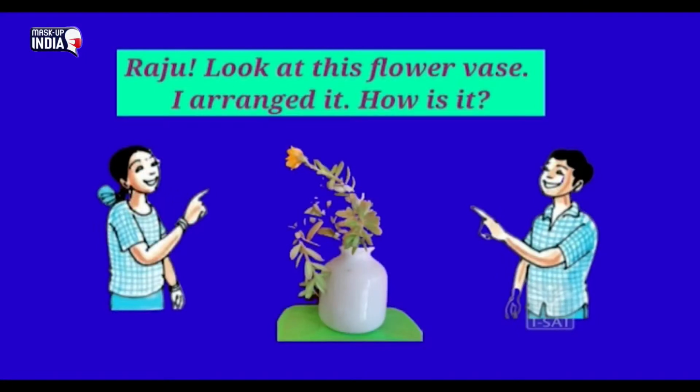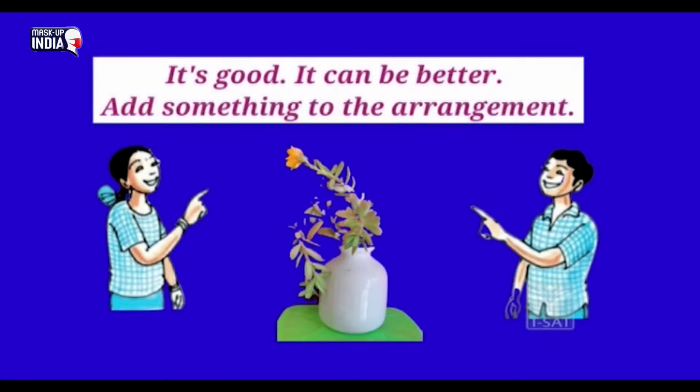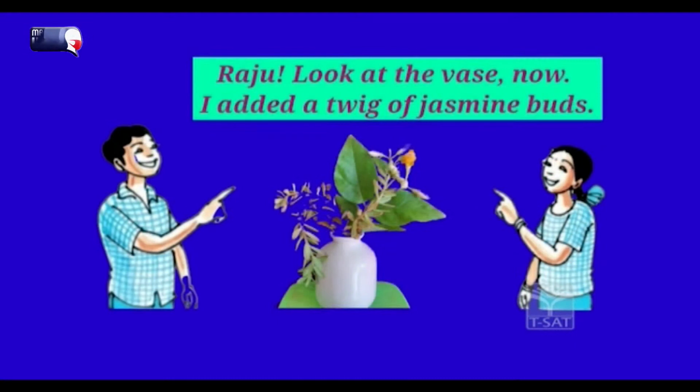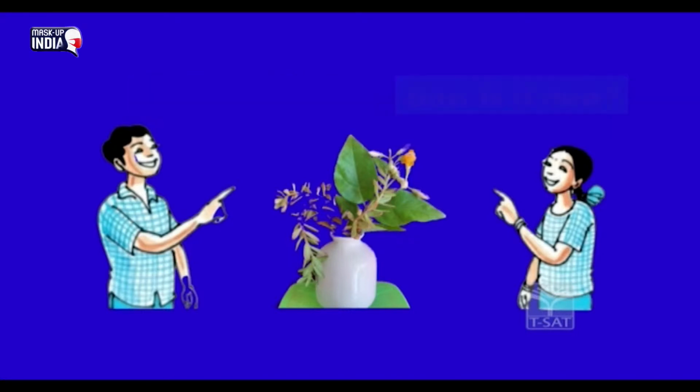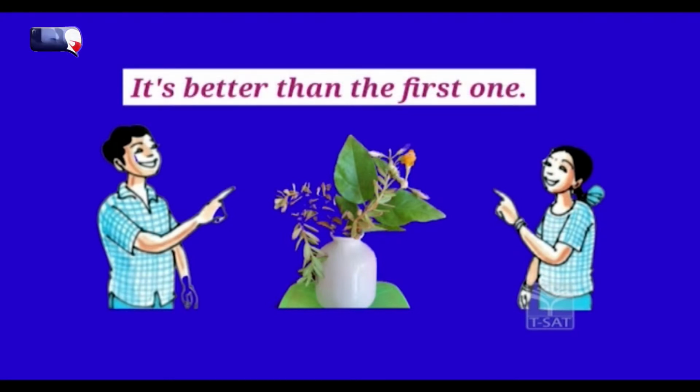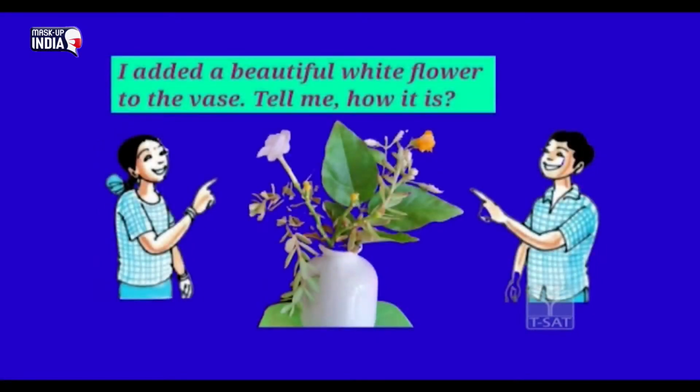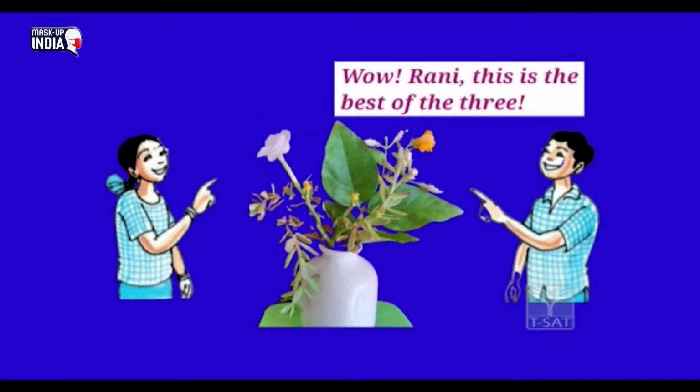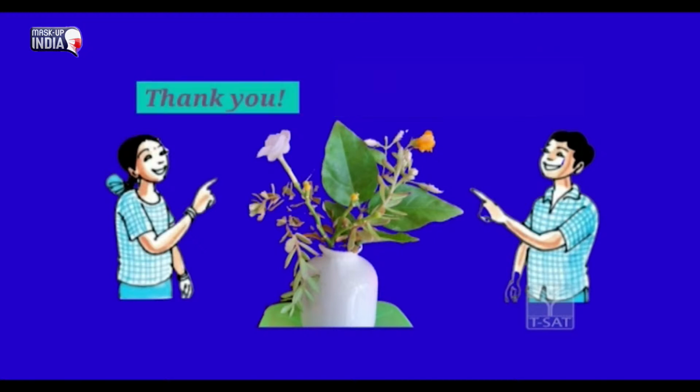Raju, look at this flower vase. I arranged it. How is it? It's good. It can be better. Add something to the arrangement. Raju, look at the vase now. I added a twig of jasmine buds. Nice. How is it now? It's better than the first one. I added a beautiful white flower to the vase. Tell me how it is. Wow, Rani. This is the best of the three.